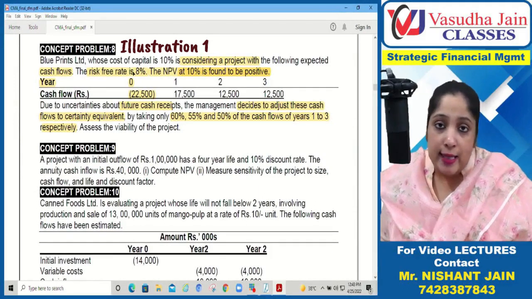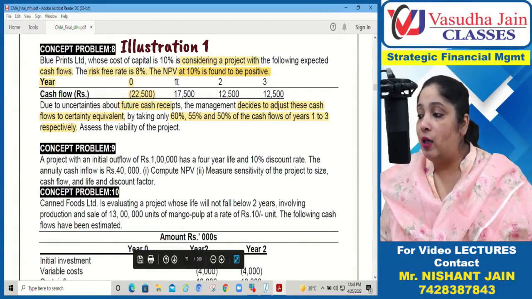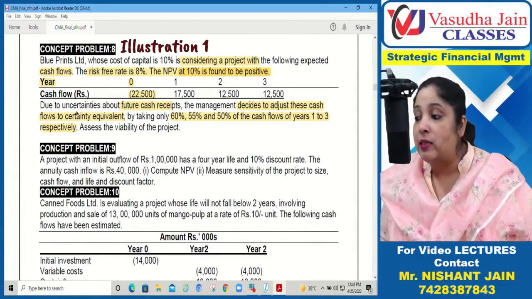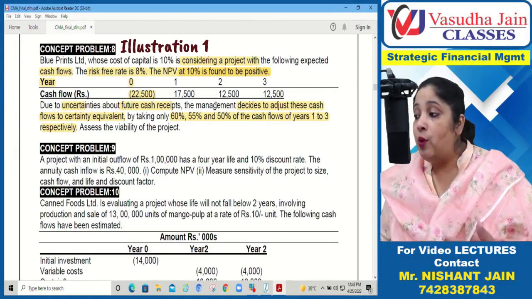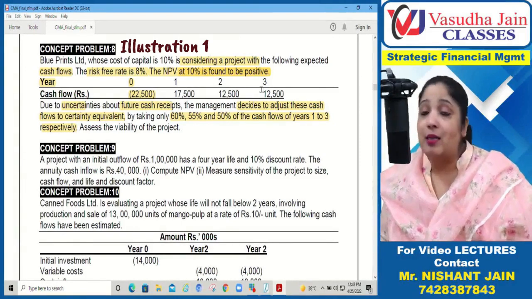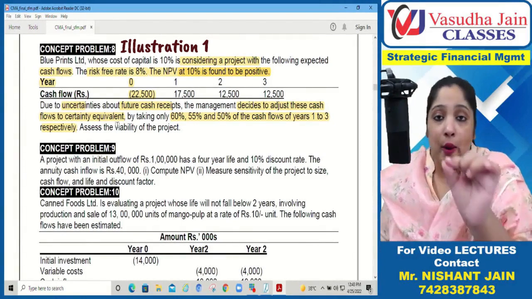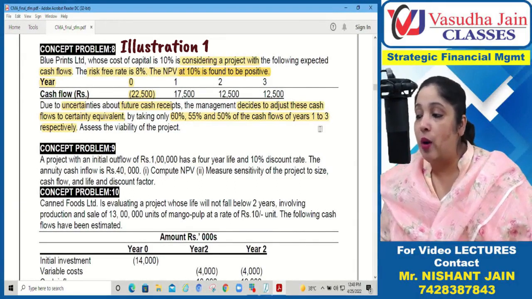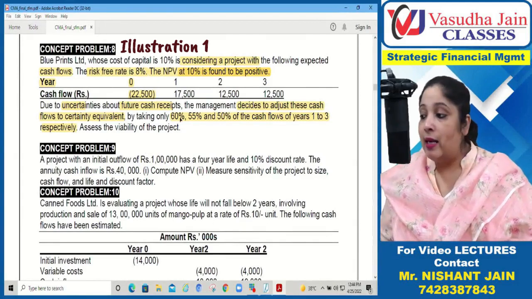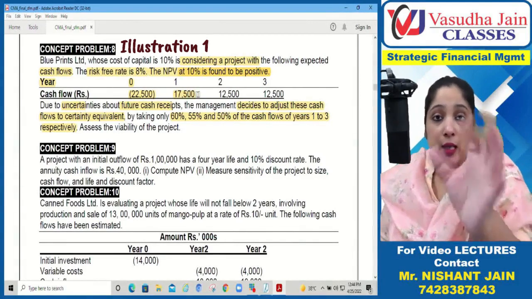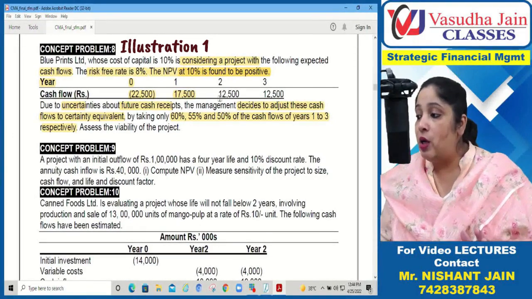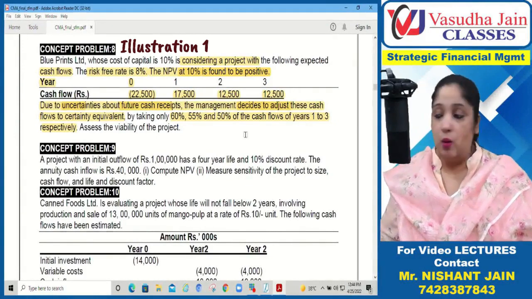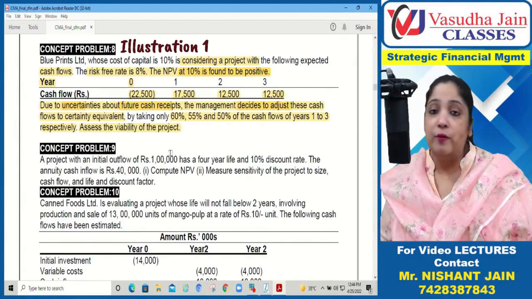Future is totally uncertain. You are saying that every year you're going to get this cash flow, 17,500, 12,500, 12,500, but this includes uncertainty. Now, if management decides to adjust these cash flows with a certainty equivalent factor, that is 60%, 55%, 50% of cash flows of year 1 to 3 respectively, implying that 60% of 17,500 is certain, 55% of 12,500 is certain, 50% of 12,500 is certain. Assess the viability of the project.